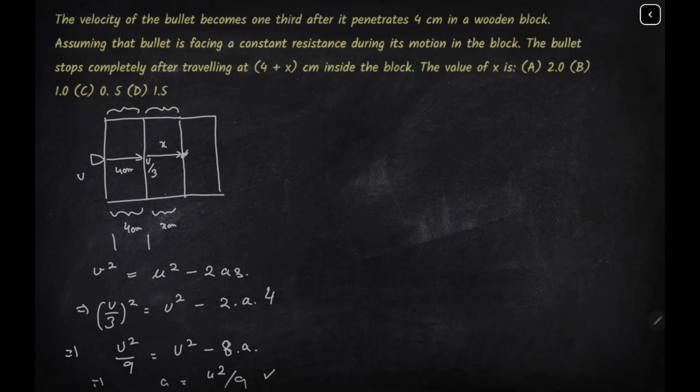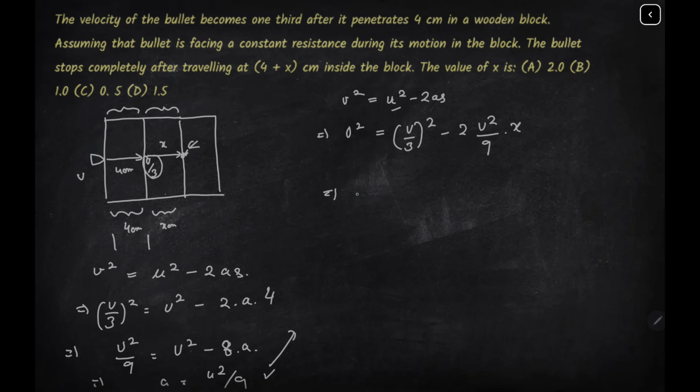So here the initial velocity is u by 3. So we will again write that equation, v square equal to u square minus 2as. So v square is the final velocity. Final velocity is 0 here, because at this point the bullet has completely stopped. So u square is the initial velocity. Initial velocity is u by 3 whole square minus 2 into a. So instead of writing a here, we'll put the value of a directly from this point. So a is equal to u square by 9 into s. S is x actually. So we have to find the value of x.